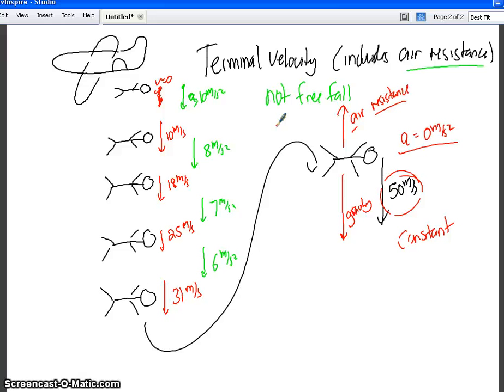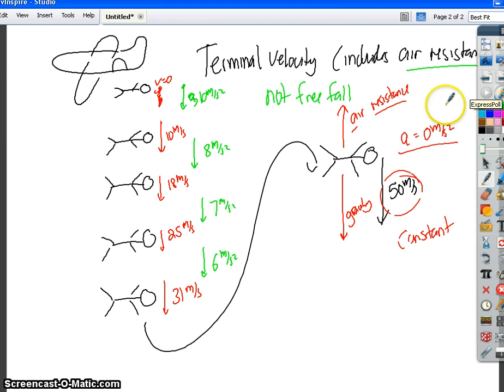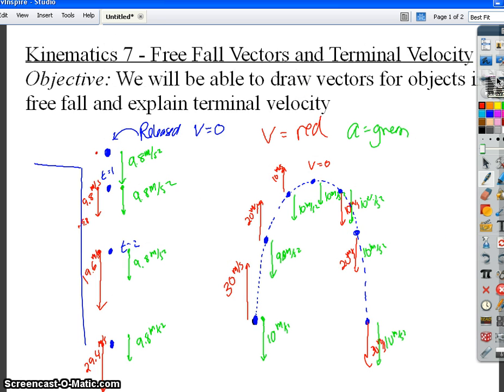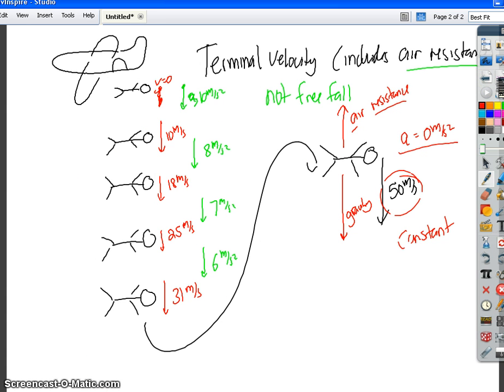So notice how the vectors here change in this real life situation versus something like this where it's constant the whole way through. Okay, so based on this video, you should have a better understanding of how to draw vectors and a better understanding of what acceleration is and velocity is for objects in free fall.